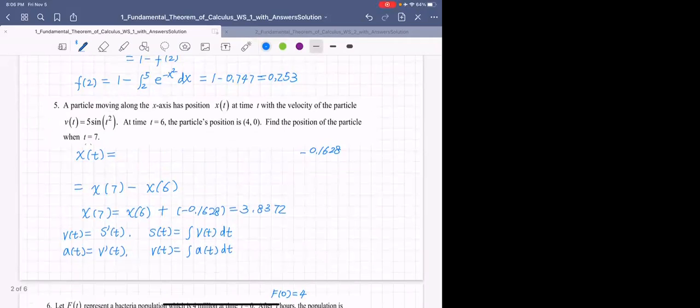Now we were given this question. You can read the question, please. A particle moving along the x-axis has position x of t at time t. The velocity of the particle is v of t equals 5 sin of t squared. At time t equals 6, the particle's position is 0. Find the position of the particle when t equals 7.